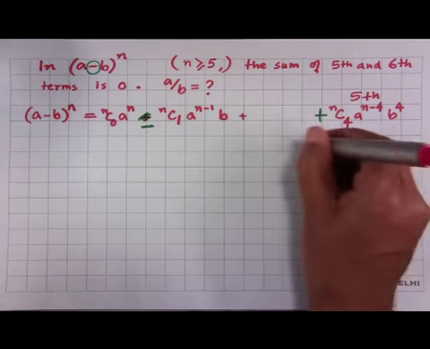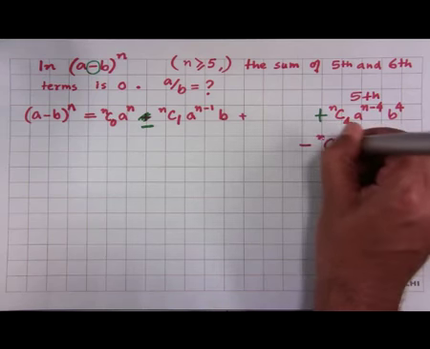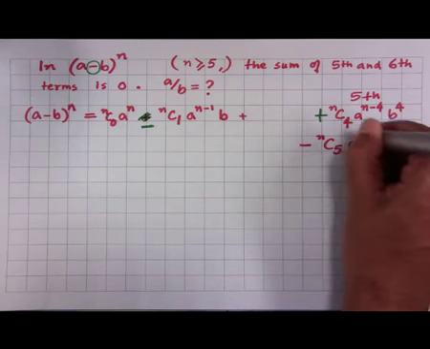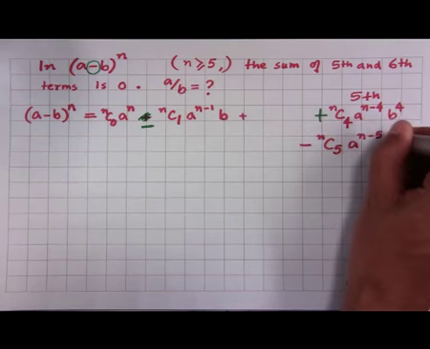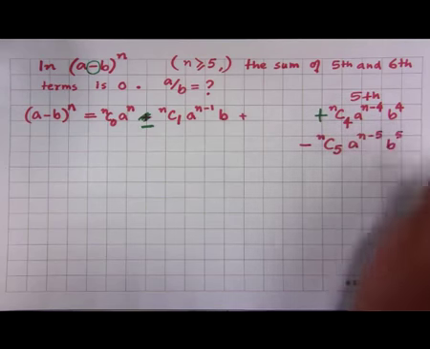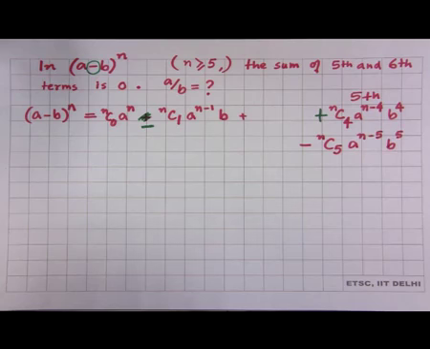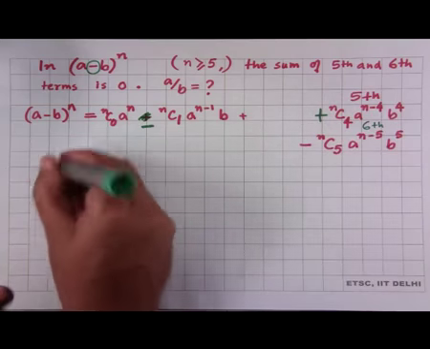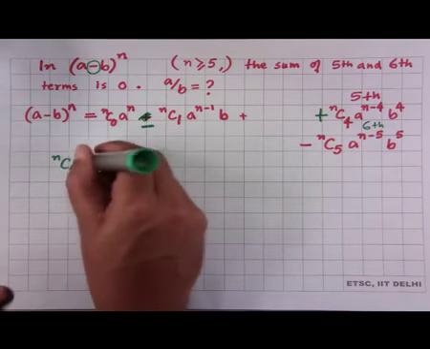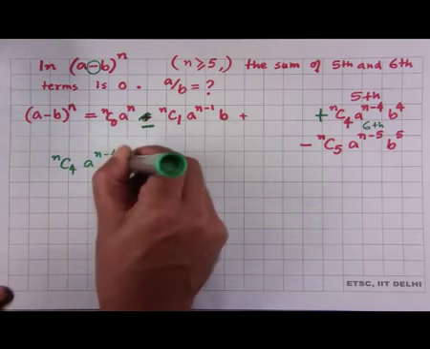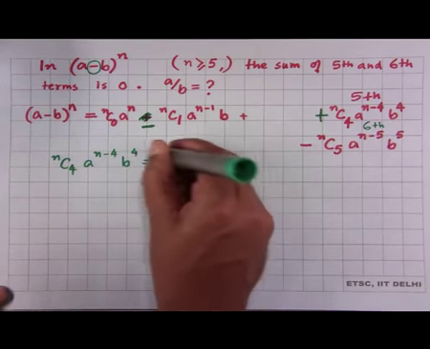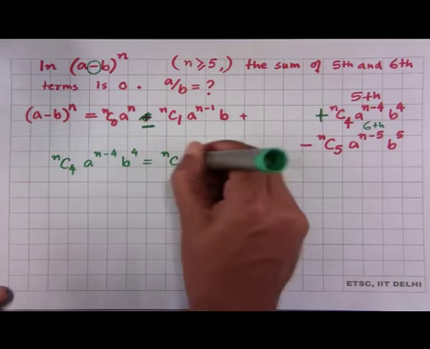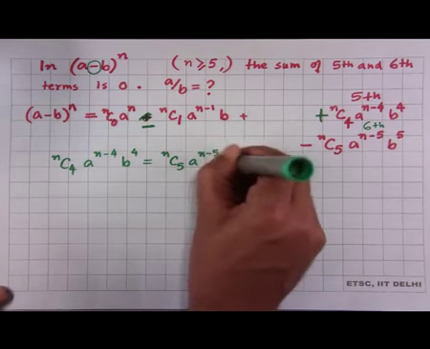and the sixth term is minus nC5 a to the power n minus 5 times b to the power 5. That is my sixth term. And the question says that the sum of the fifth and sixth is 0, which means these two. So that gives me nC4 a power n minus 4 b power 4 is equal to nC5 a power n minus 5 b power 5.